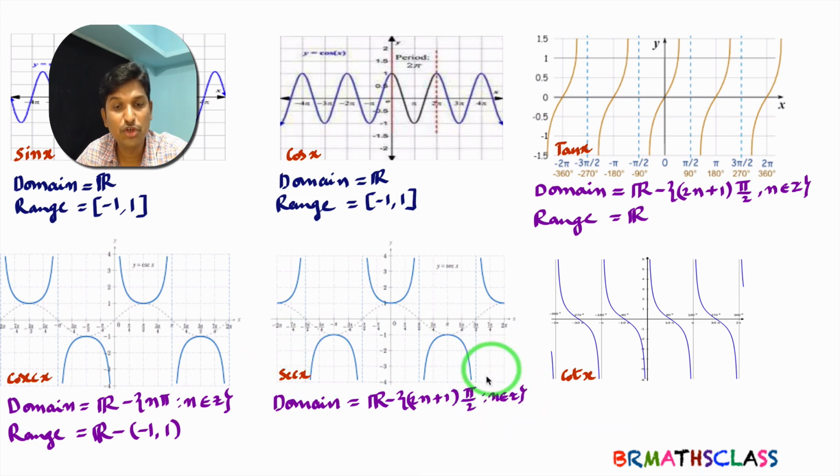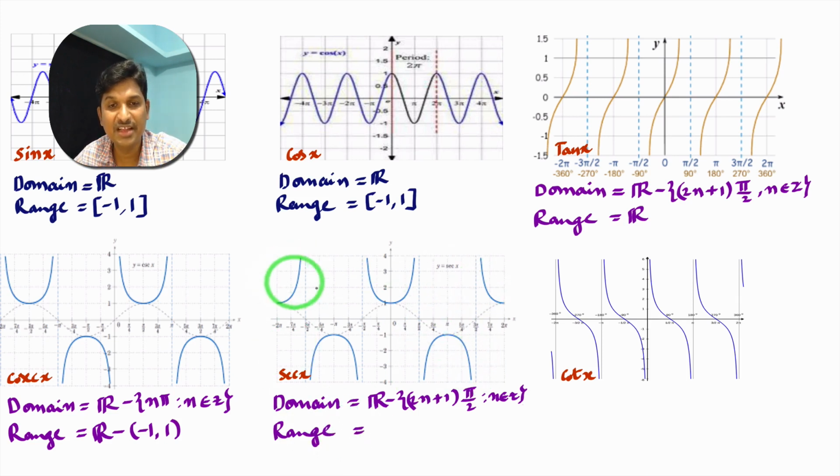From the graph also you can observe, whenever pi by 2 is there, 3 pi by 2 is there, there will be a vertical line. At that point the function is not defined. Now we will go to the range. Range of secant x. You see the blue color graph is there now, that is the graph of secant x. In between -1 and +1, there is no graph of secant x. So what is its range? Its range is all real numbers except the open interval (-1, 1).